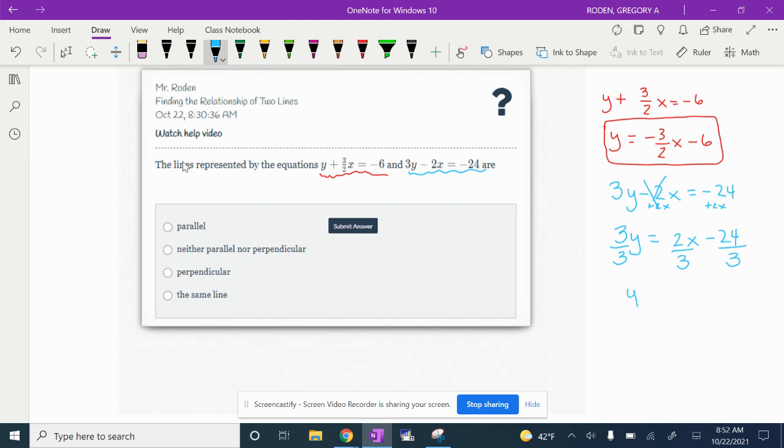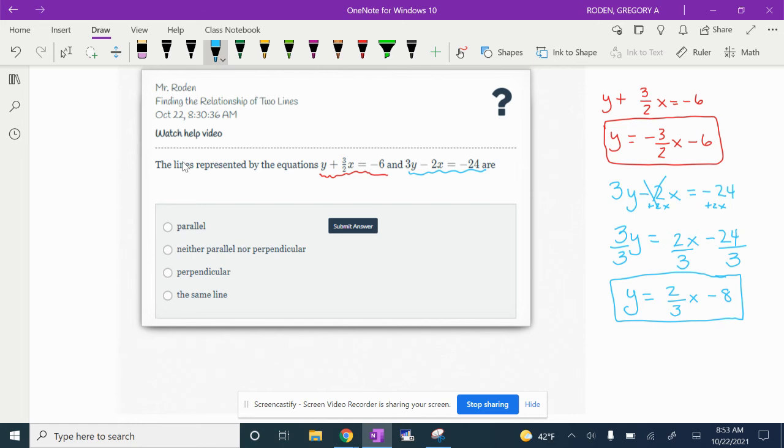So what do I get? I get y equals 2/3x minus 24 divided by 3 is 8, right? So this is minus 8. So here are our two equations. I've got the blue equation and I've got the red equation. Now notice right off the bat, I'm noticing that their slopes are not equal. So they're not parallel and they're not the same line.